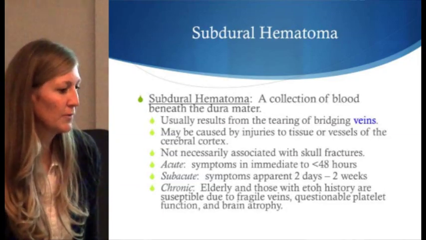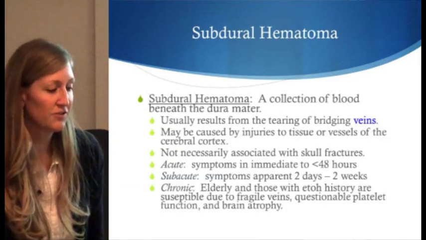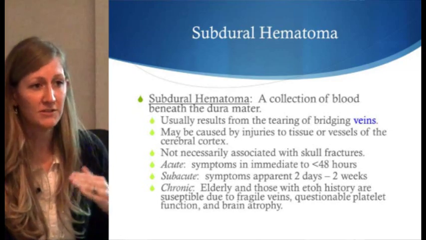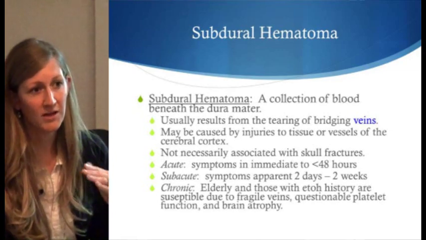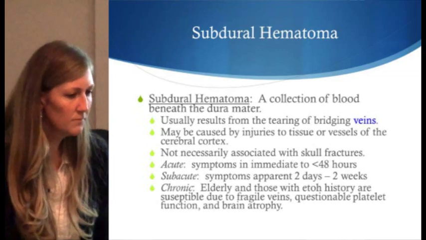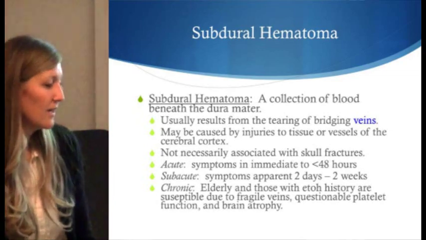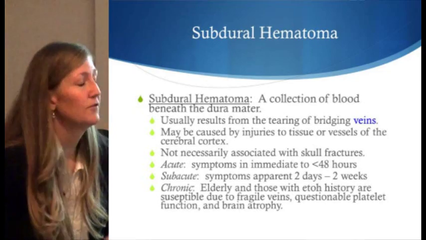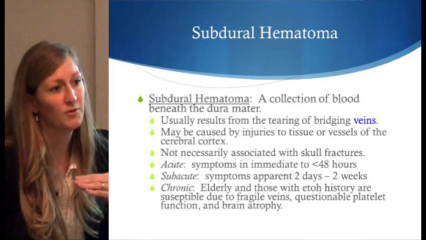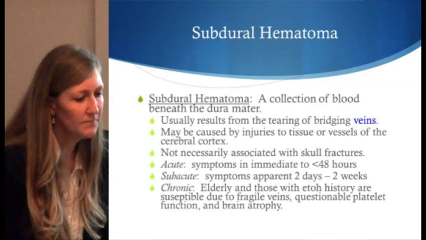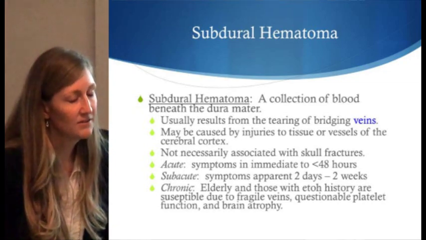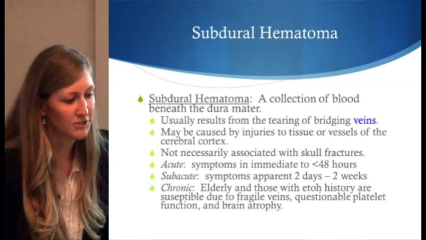So subdural hematoma, the next type of injury, is going to be below the dura. So we're talking about that thick covering over the brain. It's just right below that. And there will be a collection beneath that, usually a collection of blood. And that usually results from the tearing of the bridging veins connecting to the brain tissue and that dura. And this one's not necessarily associated with skull fractures.